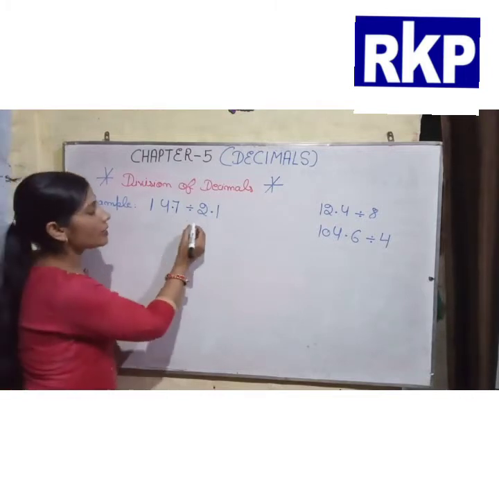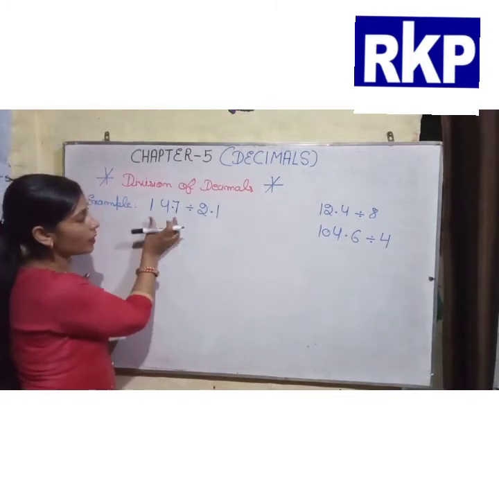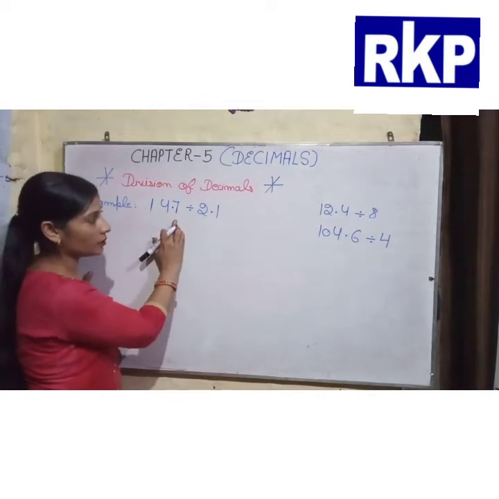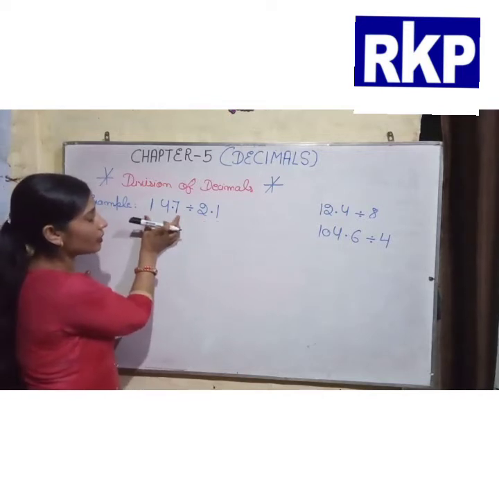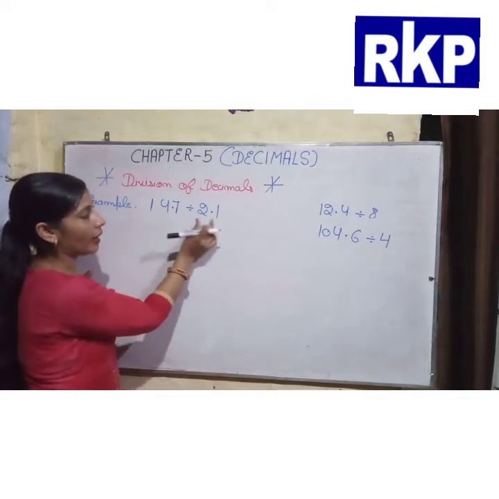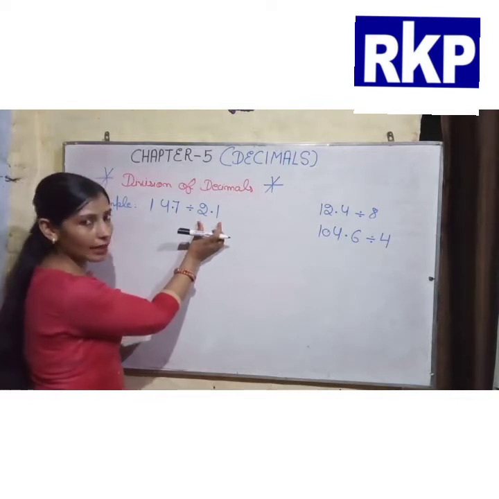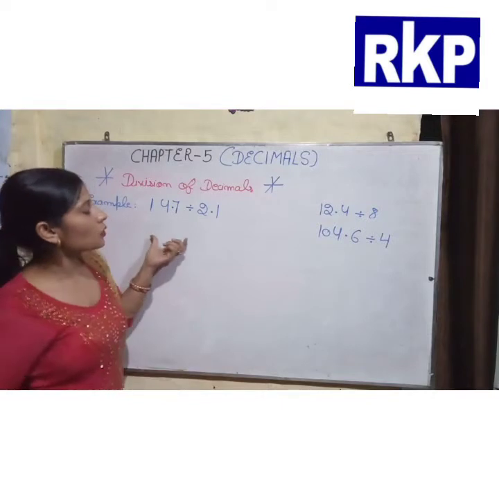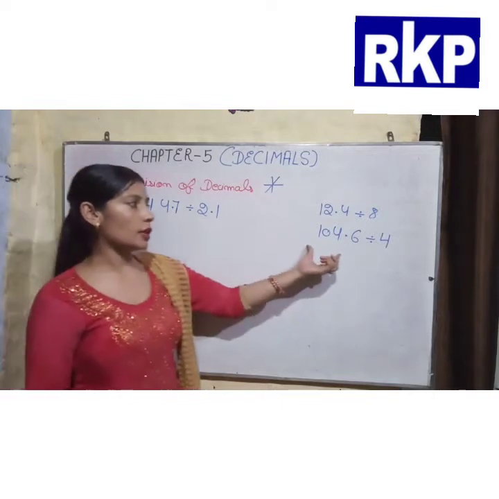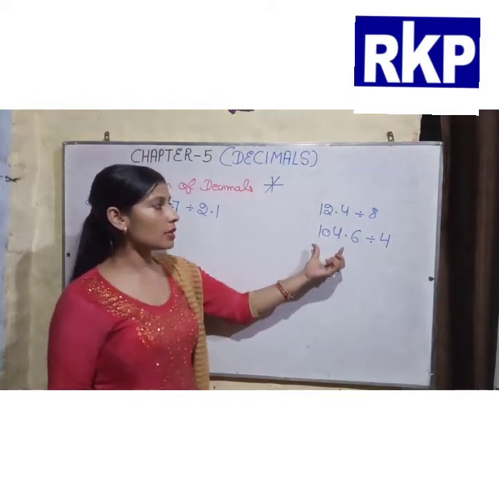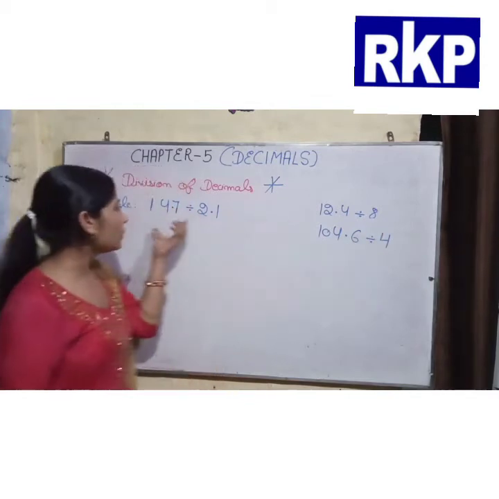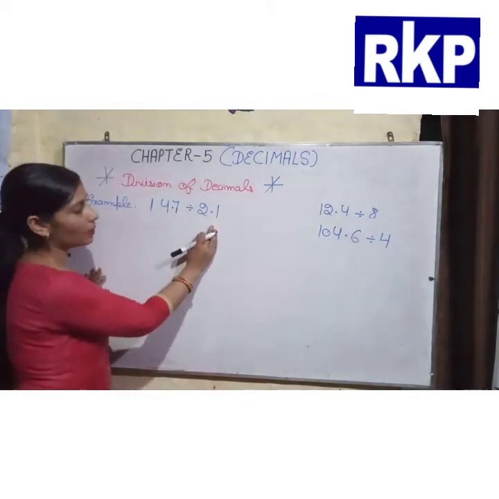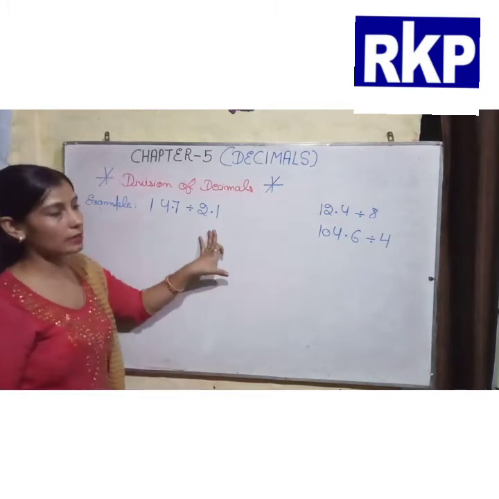Now students, let us take one more example. In this we have to divide 14.7 by 2.1, and here beta this dividend is a decimal number and our divisor also is a decimal number. But the 2 questions we have solved so far, what did we divide the decimal number by? A whole number. Okay, but here beta both are decimal numbers. So let us see how we can solve these numbers.